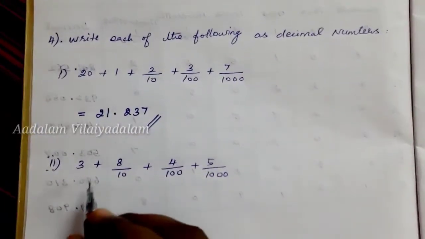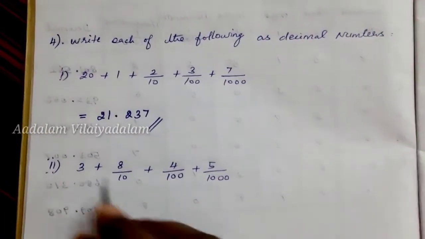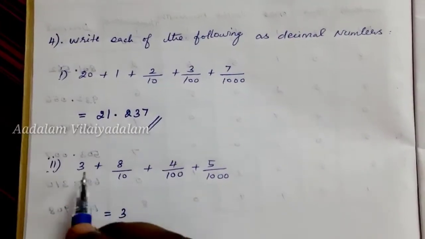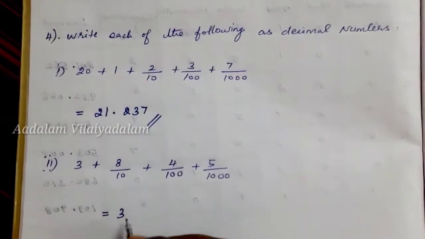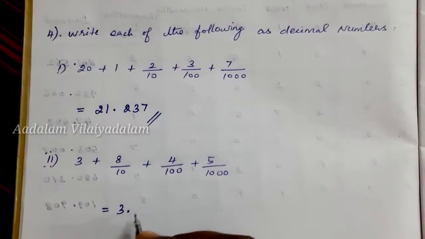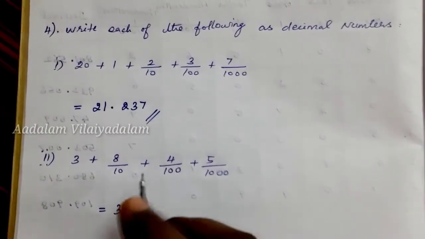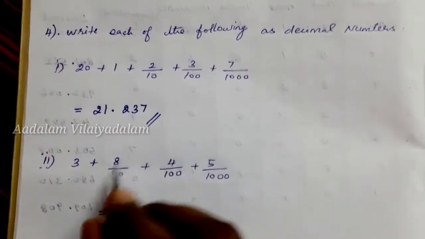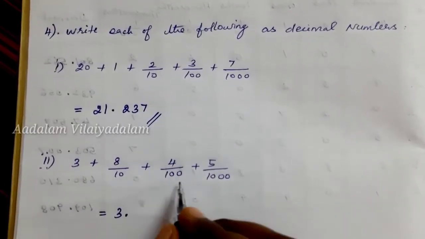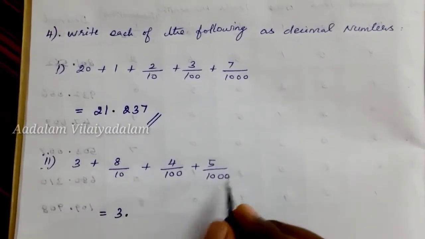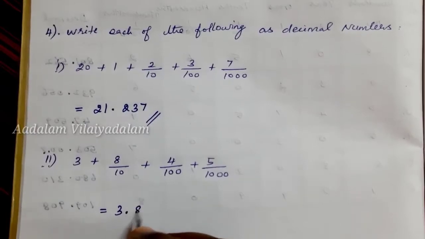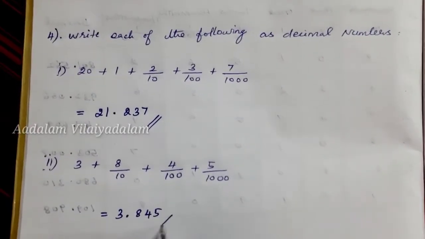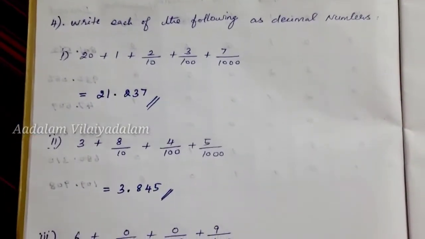For the second subdivision, here we can write 3, only one whole part value. Then after that, we usually put decimal point. Then the remaining fractional part, 8 by 10, 4 by 100, 5 by 1000, which is in the order. So we can write it 8, 4, 5, which is the answer for this second subdivision.